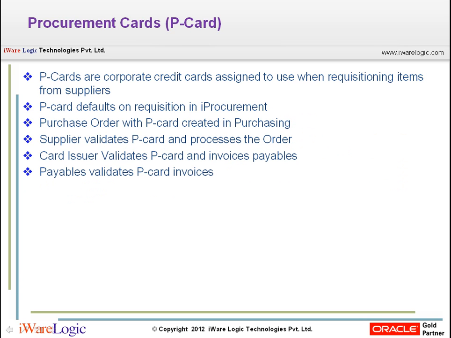Procurement cards or P cards. P cards are corporate credit cards assigned to users when requisitioning items from the supplier. P card defaults on the requisition in iProcurement. Purchase order with P card is created in purchasing. Supplier validates the P card and processes the order. Card issuer validates the P card and invoices payables. Payables validates the P card invoices.